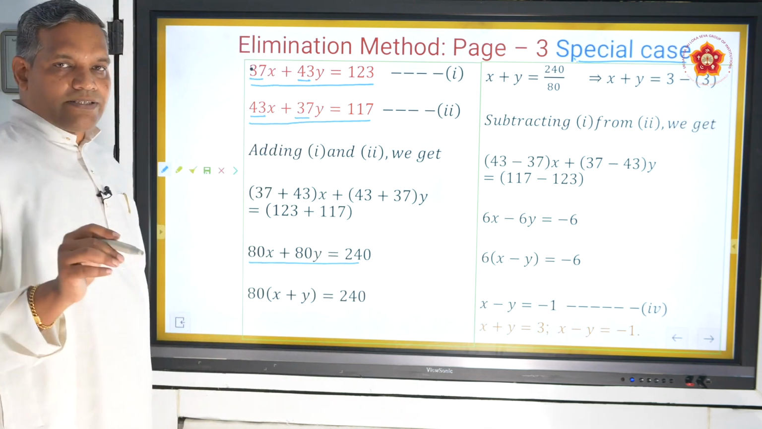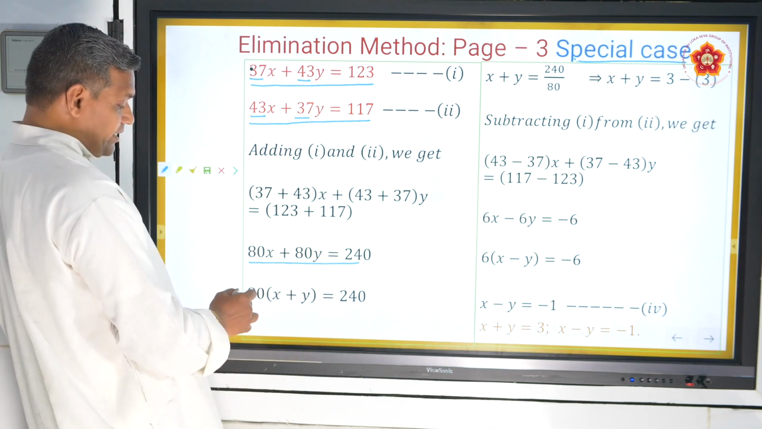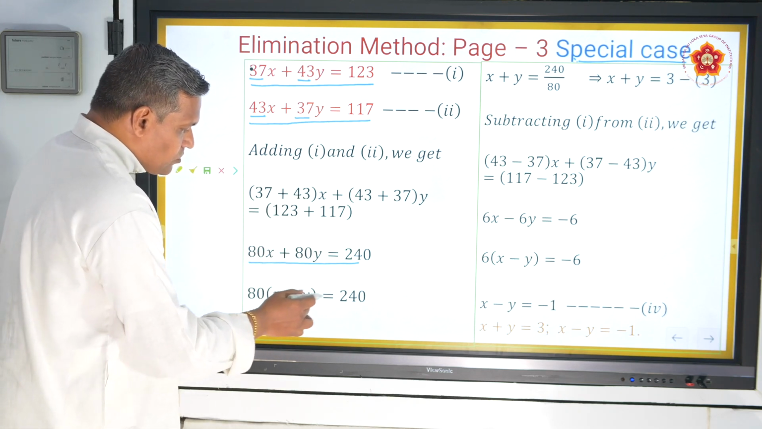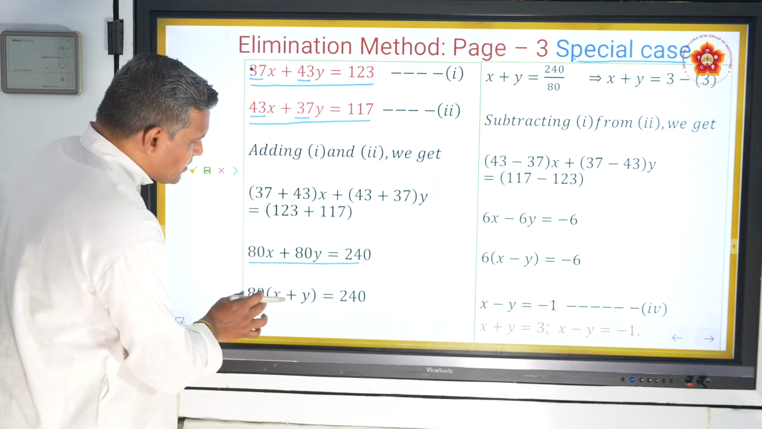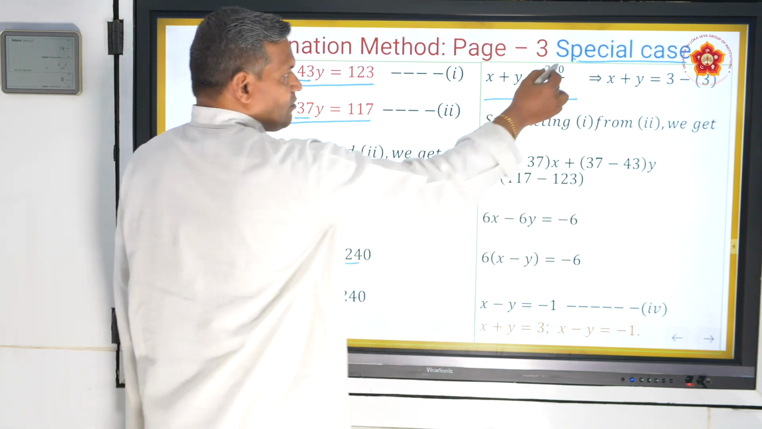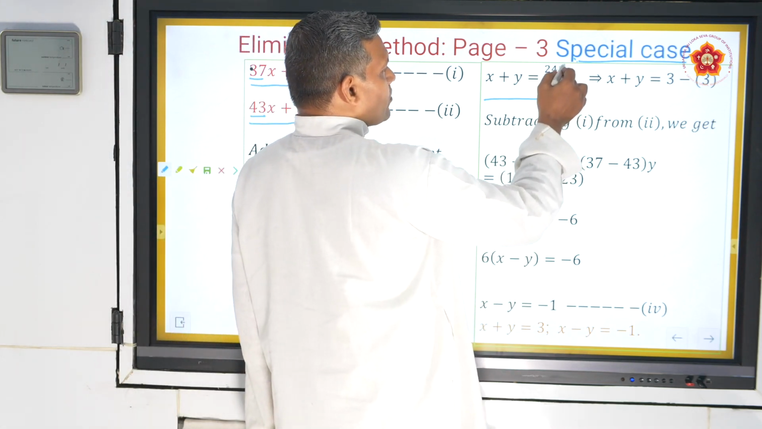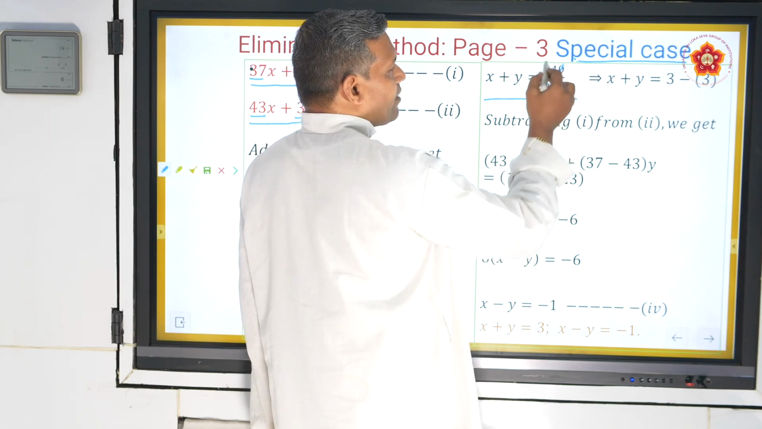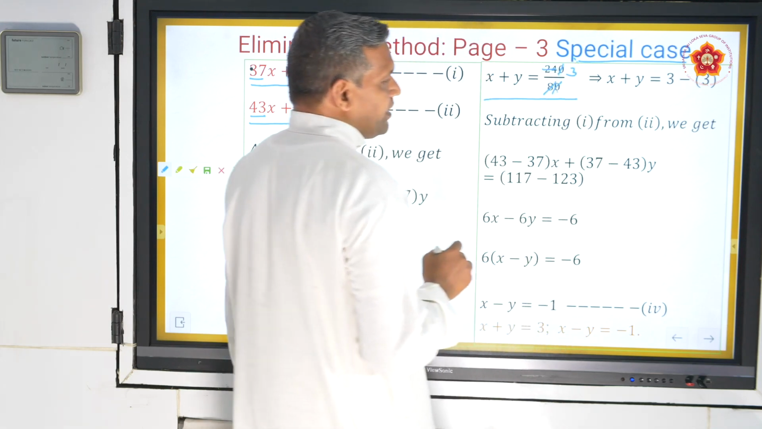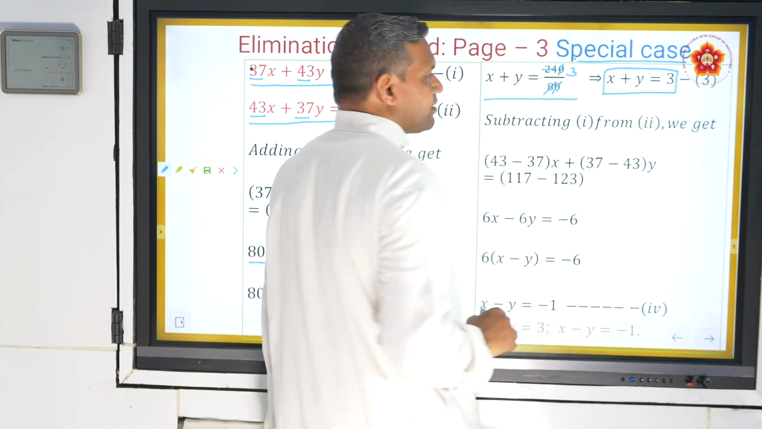Don't stop here. Simplify it further. You pull out the 80 as a common factor. 80 times x plus y is equal to 240. Let me go slowly. Pull out the 80 as common. Now you transpose this 80 to the other side. So x plus y is equal to 240 remains in the numerator, and 80 has come down to the denominator. Now cancel with 80: the zeros cancel, 8 ones are 8, 8 threes are 24. So x plus y is equal to 3. This is your equation number 3.